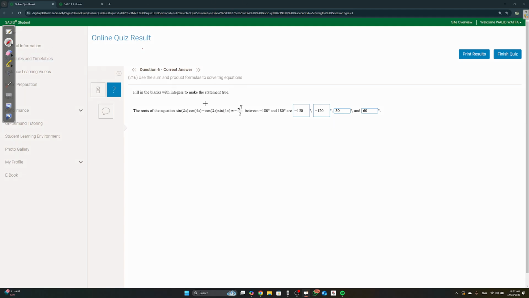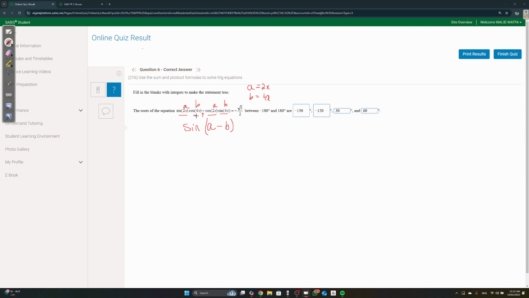When do you have sine, cosine, sine? Realize here, let's call A as 2x and B as 4x. Isn't this sine A cosine B and then cosine A sine B? What does this formula remind you of? This is actually sine of A plus B or minus B? We don't know, but if you look at the sign here, it's a minus. So that's it, sine A minus B.